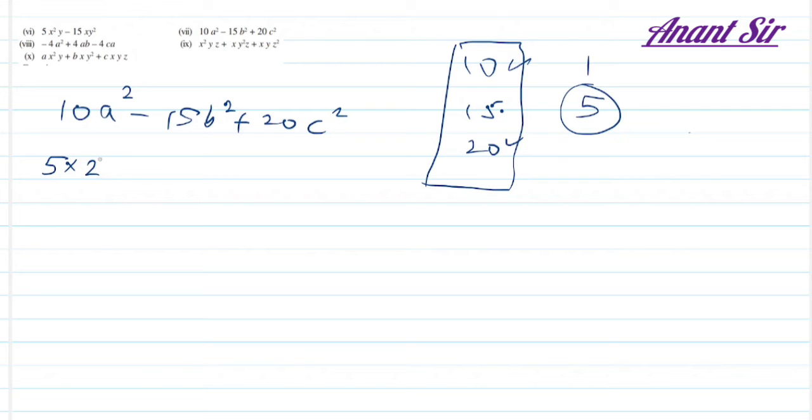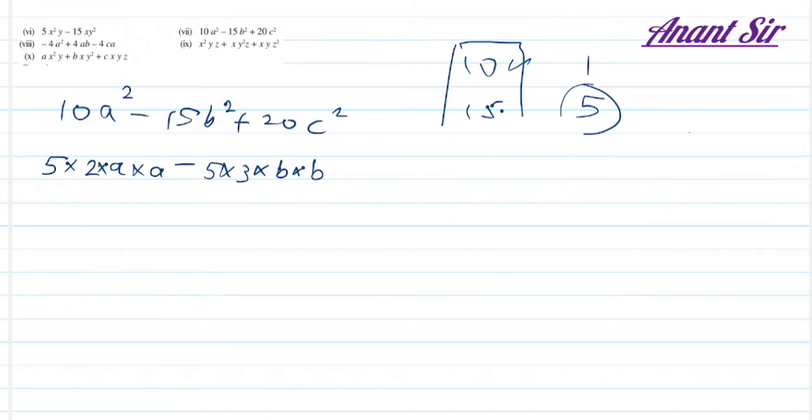So I have written 10 as 5 times of 2, a square as a into a, minus 15 as 5 into 3, and b square as b into b, and then plus 20 as, you have to use the table of 5, you have to remember that. Don't write 20 as 10 times of 2 into c into c.